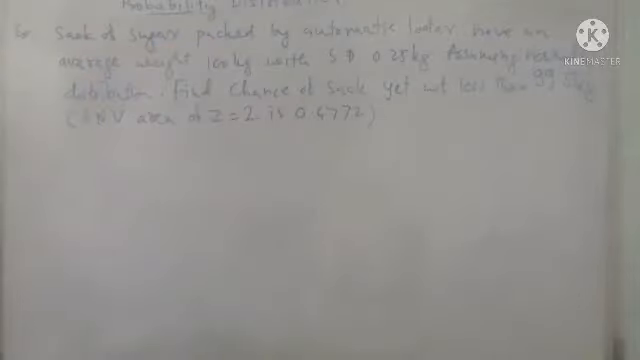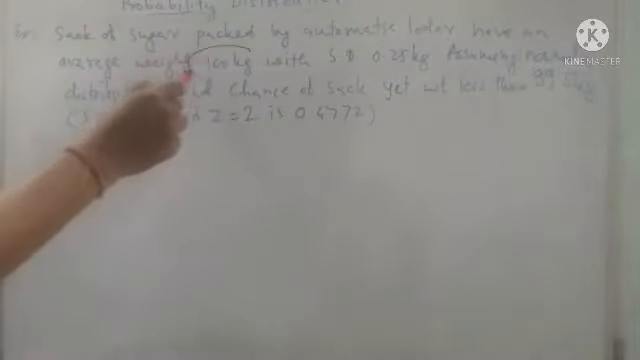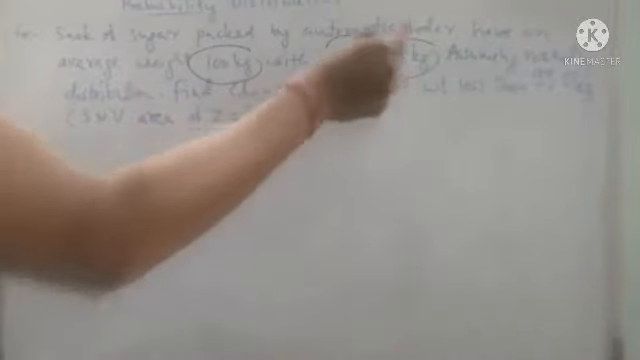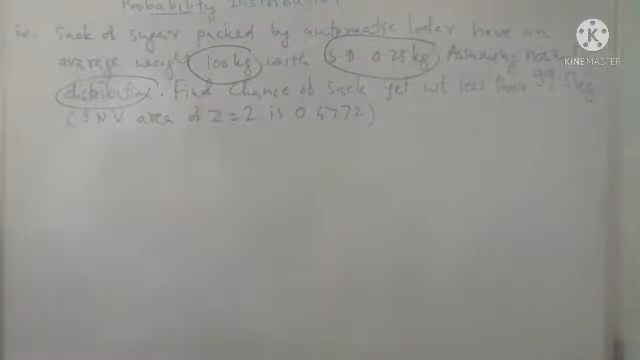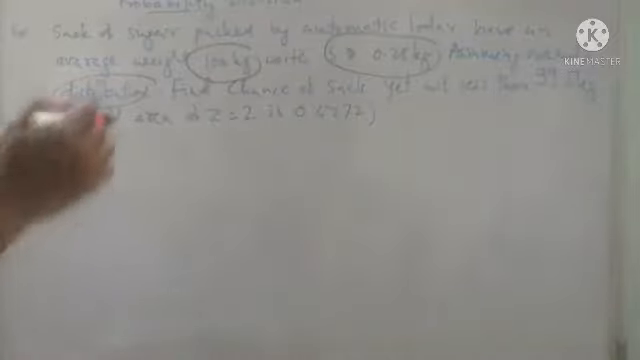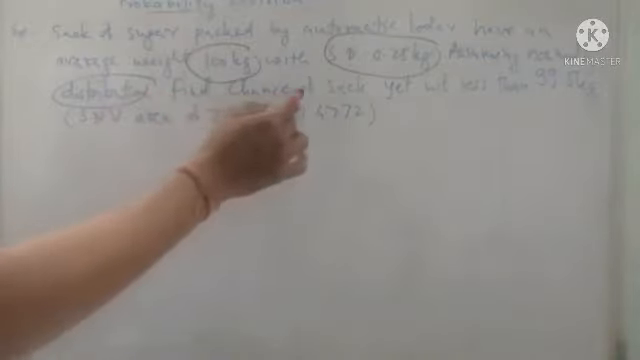Bags of sugar packed by an automatic loader have an average weight of 100 kg with standard deviation 0.25 kg. Assuming a normal distribution, the loader is automatic, though it makes some mistakes. On average the sack weighs 100 kg, but some sacks will weigh less than 100 and some will weigh more than 100. The chance is very small, but as it is normally distributed, we have to find the sacks weighing less than 99.5 kg.